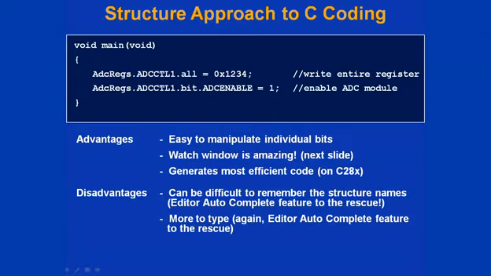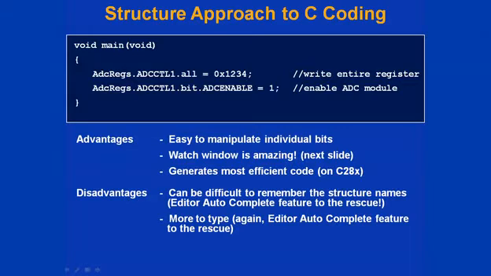The structure approach to C coding uses the peripheral register header files. First, a peripheral is specified, followed by a control register. Then you can modify the complete register or selected bits. This is almost self-commented code. The first line of code on this slide, we are writing to the entire register. The second line of code, we are modifying a bit field.